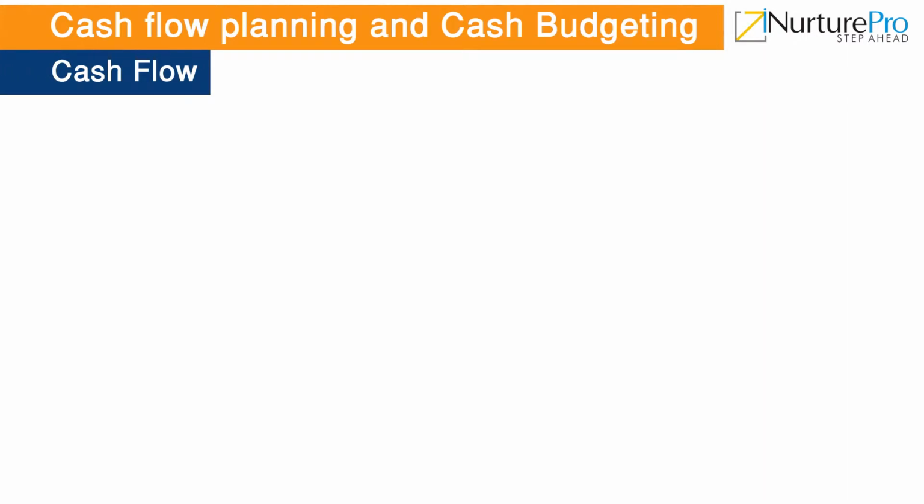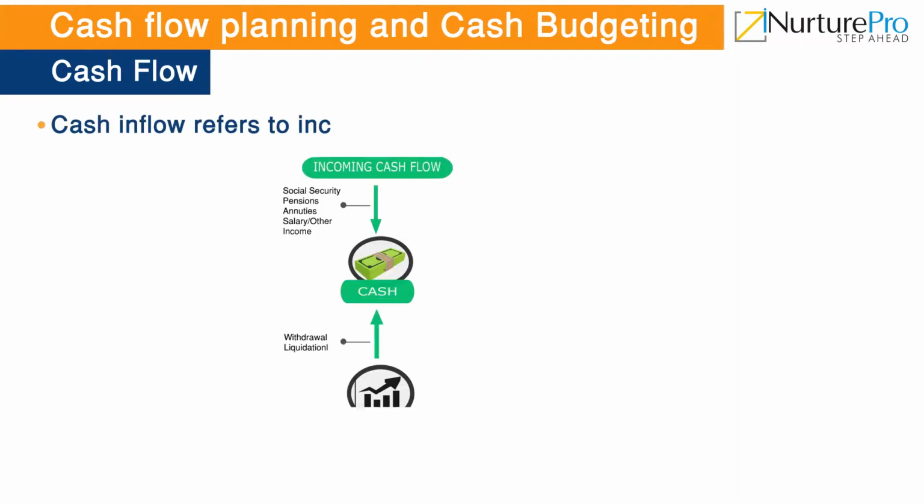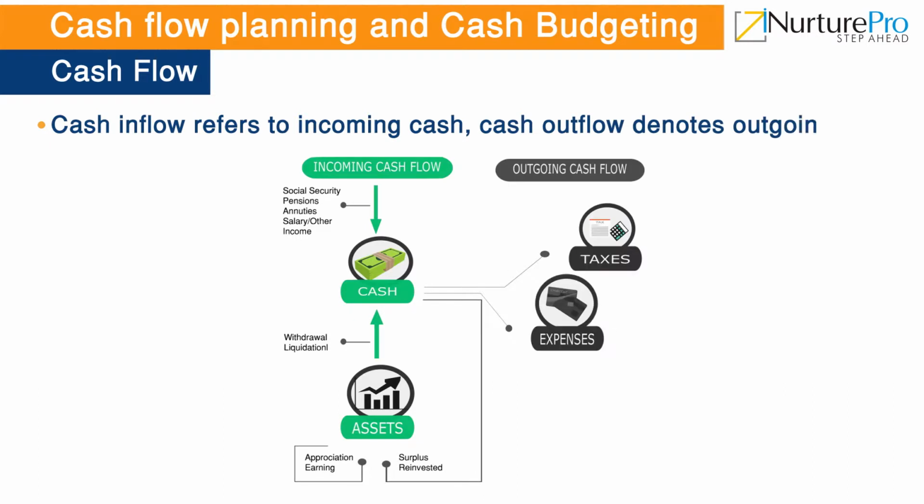The base of any financial planning is a cash flow projection. Without an accurate evaluation of cash flow, the entire financial planning exercise becomes futile because cash drives all the related initiatives. Cash flow process involves cash inflow and outflow. Cash inflow refers to incoming cash. Cash outflow denotes outgoing cash. Next, let's look at how to balance these two cash flows.